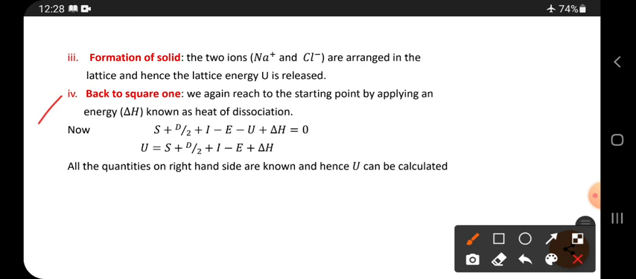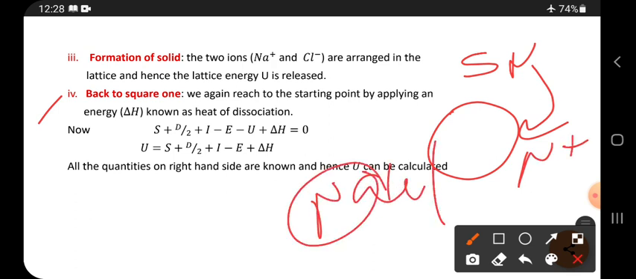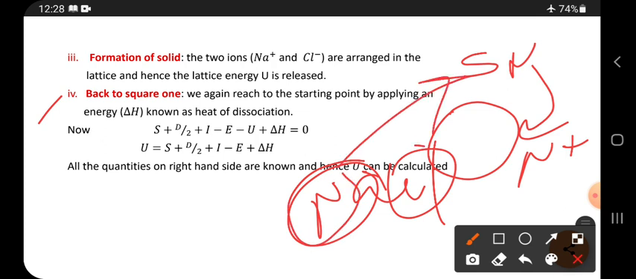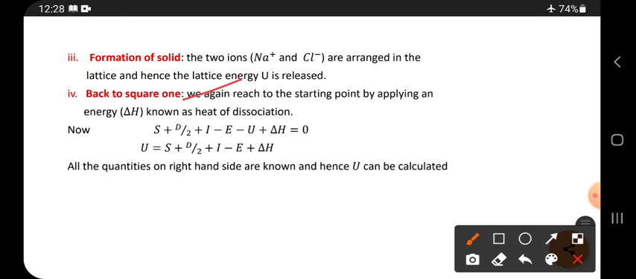Next, the fourth point, back to square one. Back to square one means coming back again. Coming back means the solid state of sodium is converted into ions and molecules, and again from this NaCl molecule we have to separate them. That is back to square one. We again reach the starting point by applying the energy delta H. This is called the heat of dissociation.